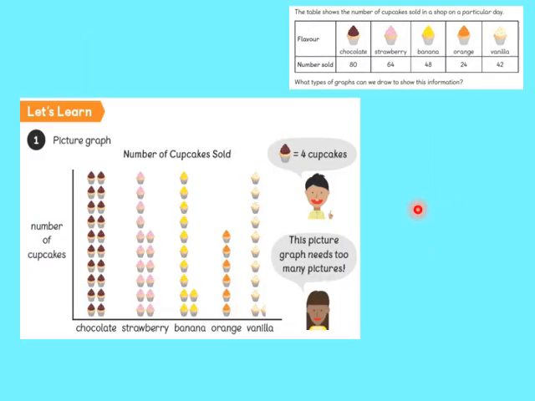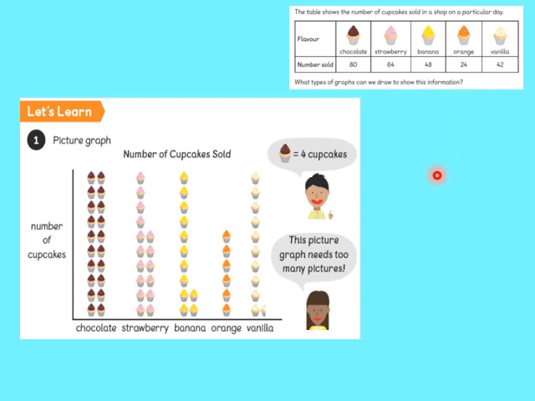So here we have a picture graph with lots of pictures of cupcakes. Ravi tells us that each picture represents 4 cupcakes. So each of these is worth 4. So if I look at orange, for example, because we've got our flavours down here and our number of cupcakes sold over here, I can count in 4s and it will tell me how many orange cupcakes were sold. So 4, 8, 12, 16, 20, 24. And if I check on the table, we can see that that is correct.